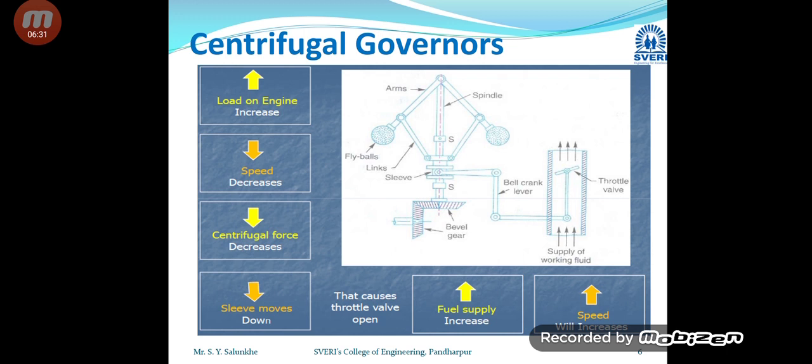As we supply more fuel, the engine will run with more speed. When the fuel supply is increased, the engine speed increases, and when the fuel supply is decreased, the engine speed decreases. Likewise, we get control over the speed of the engine.